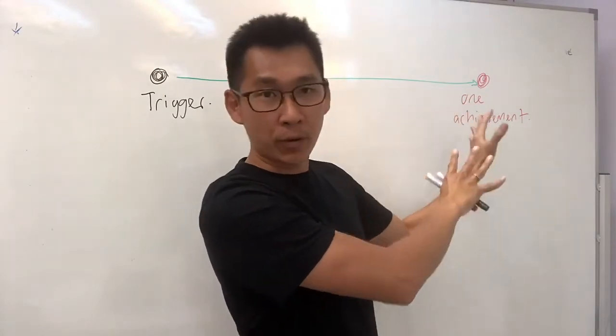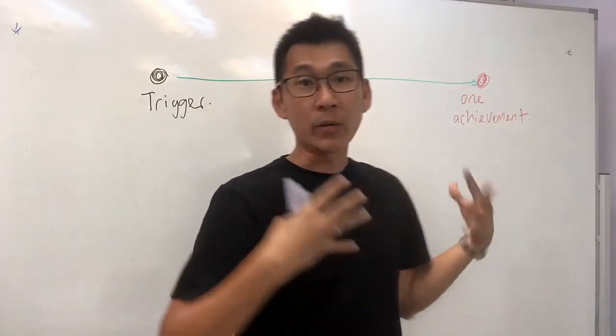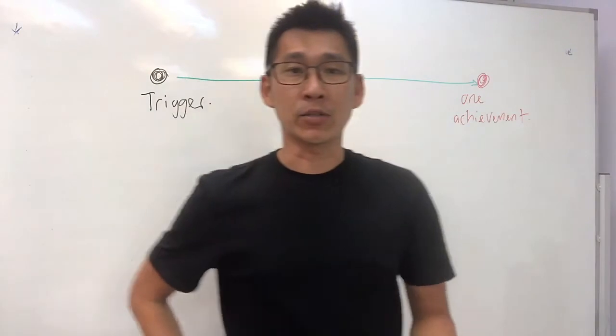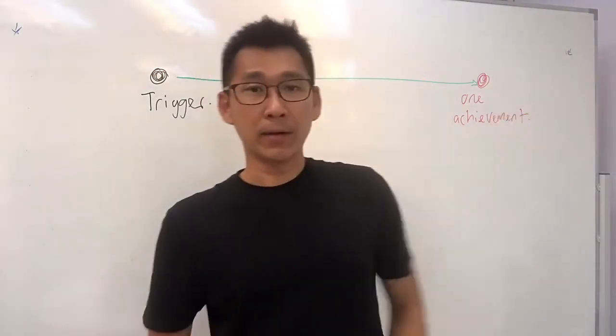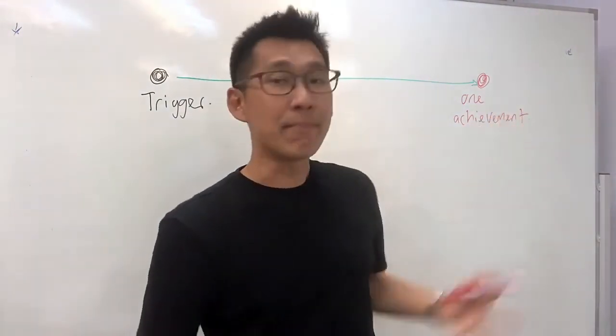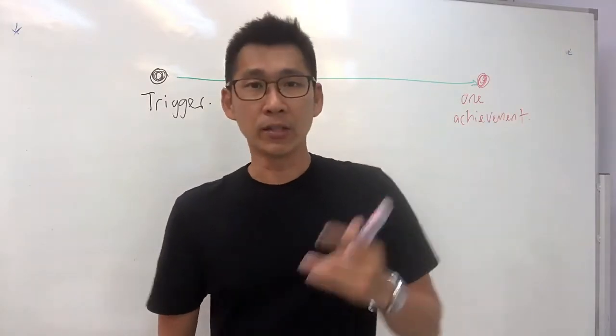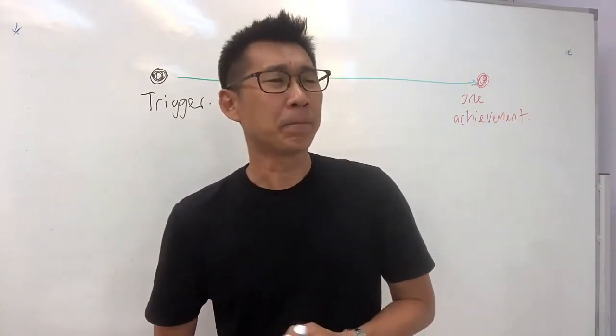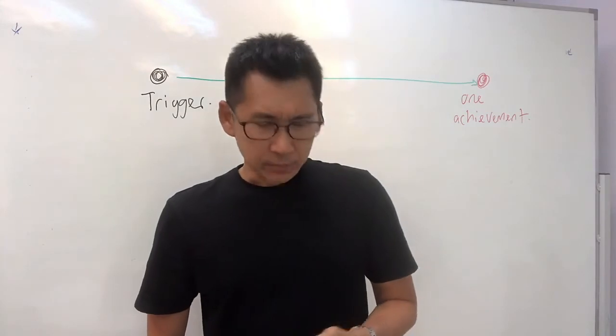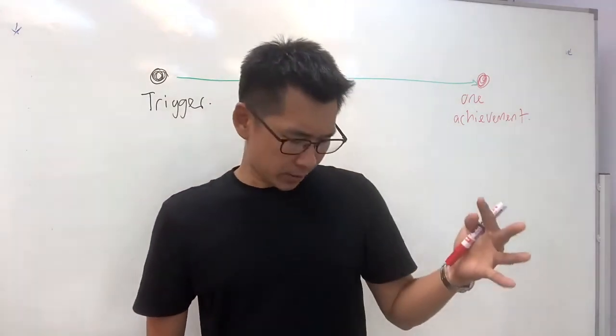Now, I don't want to use the word promise because I don't want you to get the wrong idea that we're promising them success and so on. It is not that. It's about the meaning of what the one achievement means. So let me give you another example. Let's take away the internet marketing niche.